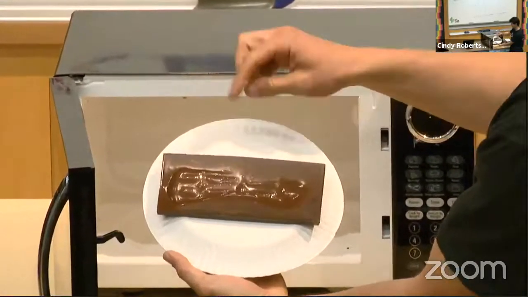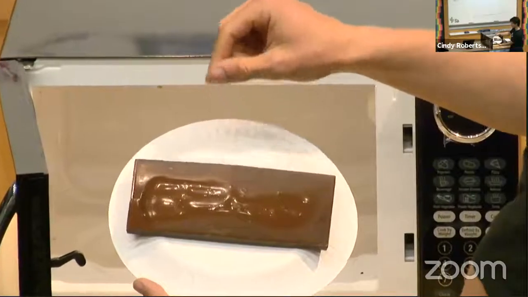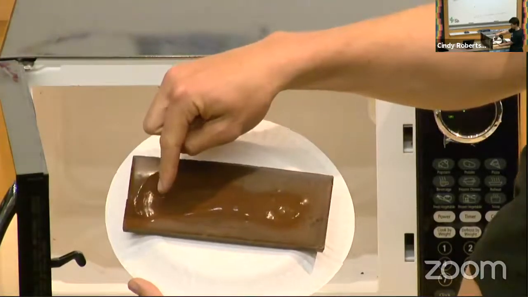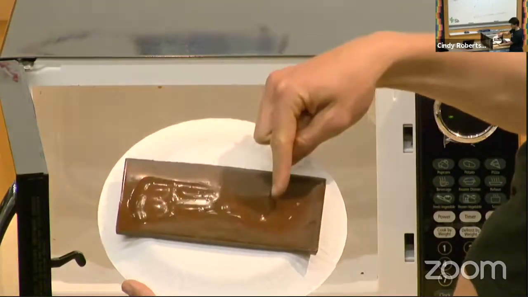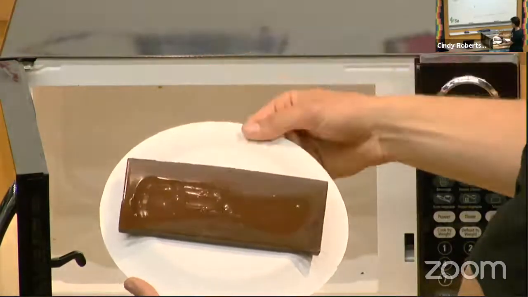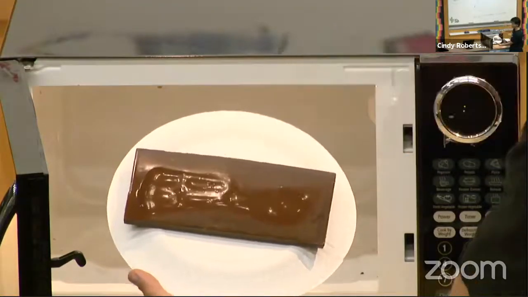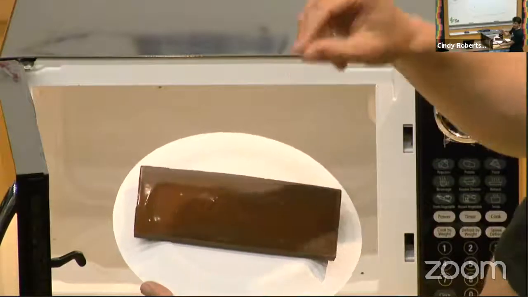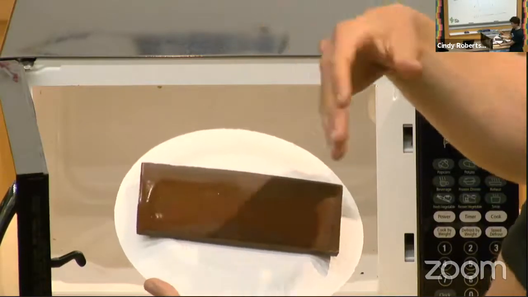So it's melted a little bit in the center because I probably had it in for a little bit too long. But there's a central area of melting here and a central area of melting here. And those spots correspond to the points on the wave that carry the most energy. And those points are spaced one wavelength apart.